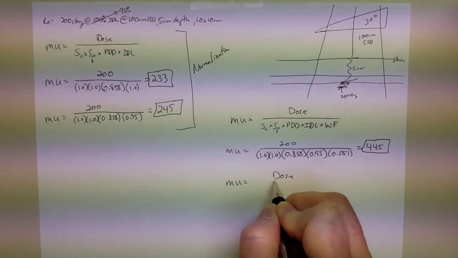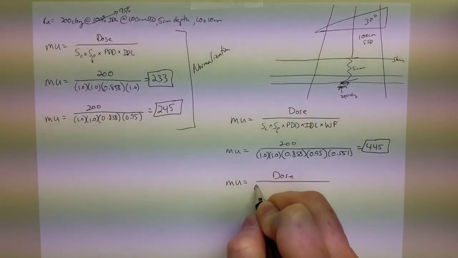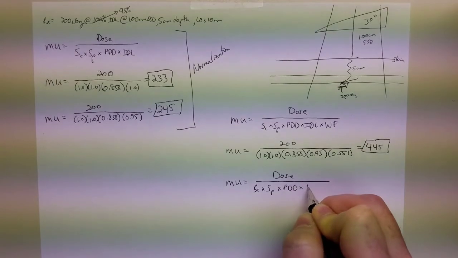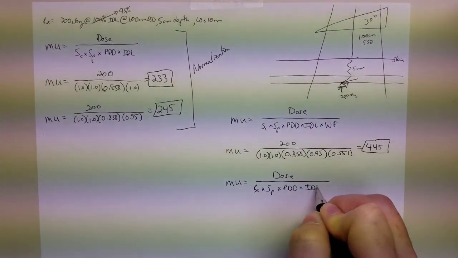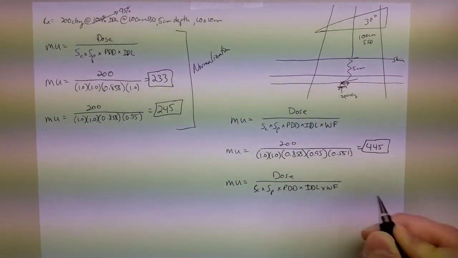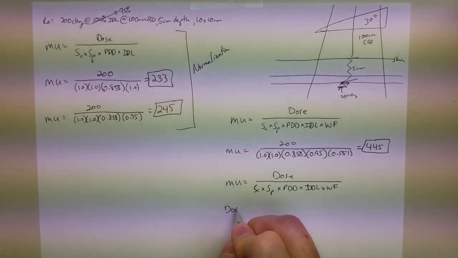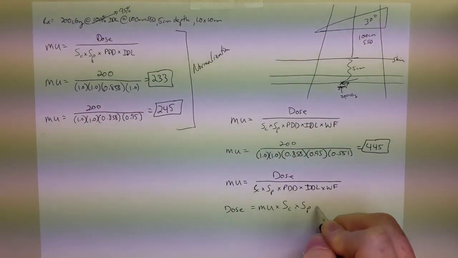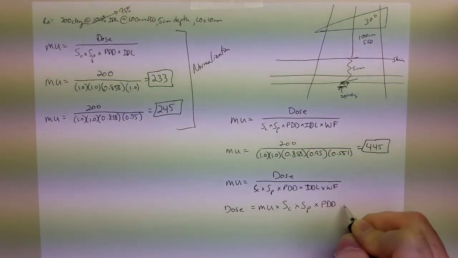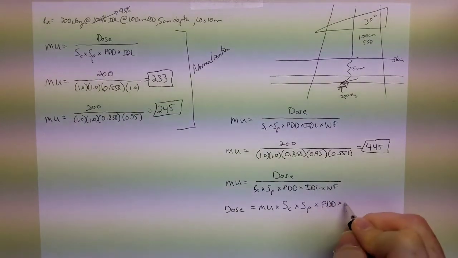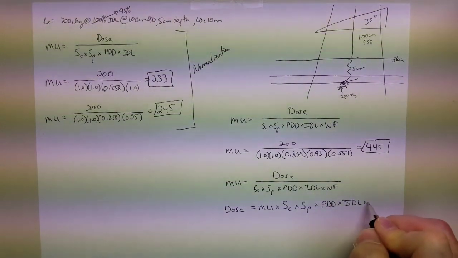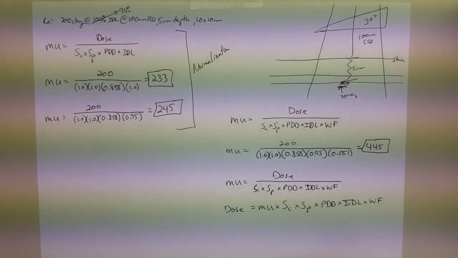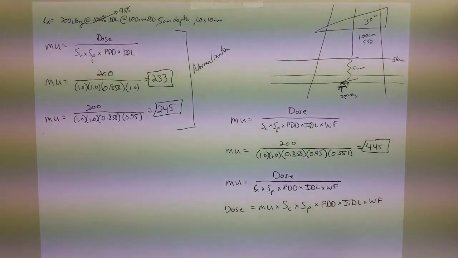I can take my monitor unit equation and I can rearrange it, and I can say dose equals MU times F sub C, S sub P, PDD, isodose line and wedge factor. Now I want to know what happens to my dose at the calculation point. Okay.